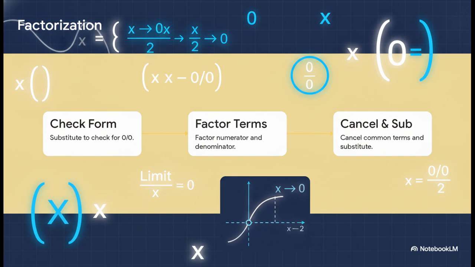Step 1, substitute to verify you actually have that 0 over 0 form. Step 2, factor both the numerator and the denominator. And step 3, just cancel out that common term and substitute your limiting value one more time.